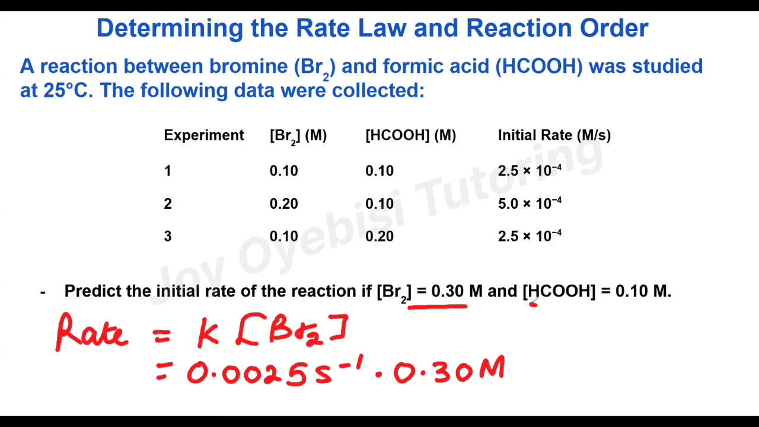Now, we do not care about formic acid because that is zero order. So you only use what you have in your rate law. So we're going to multiply, and that gives me 0.00075 molar per second. And that is how you calculate the initial rate.